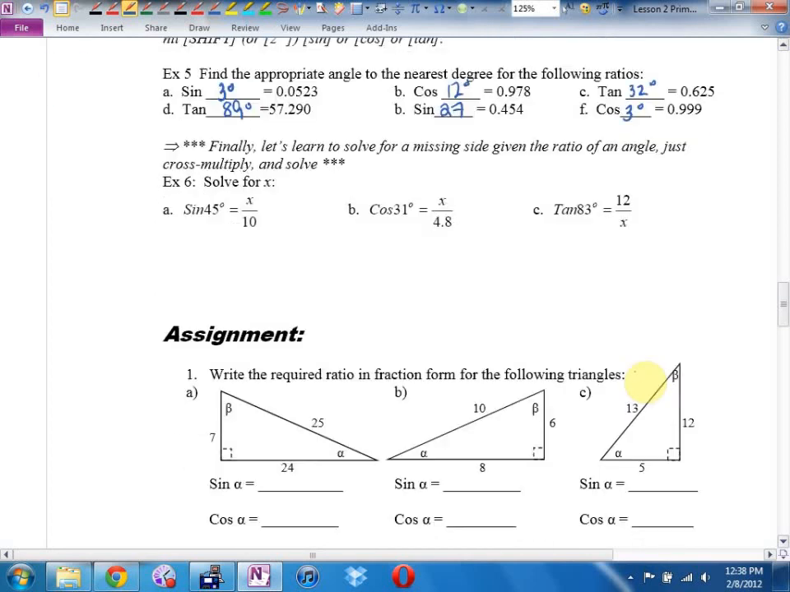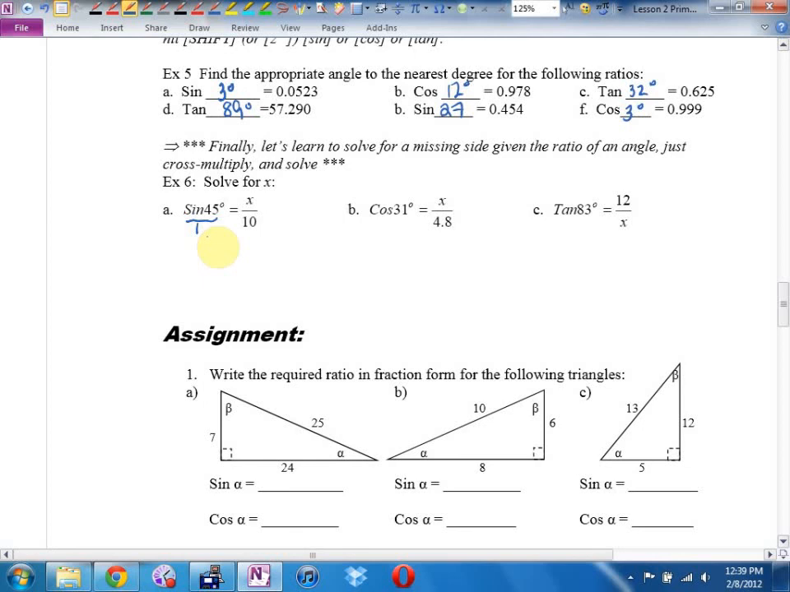Very last thing. Let's learn to solve for a missing side if we know the ratio of an angle. If I have an equation that looks like this, the sine of 45 equals x over 10, where 10 is the hypotenuse and x is the opposite, how do I solve this? I remember that it's over 1, and you can write that in your notes, and if you want to write that in your homework, you can, but if you're good at cross-multiplying, you might not need to, because you know how I'm going to solve this? I just told you.